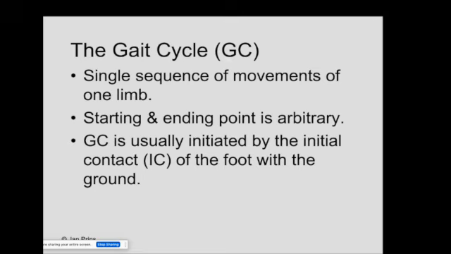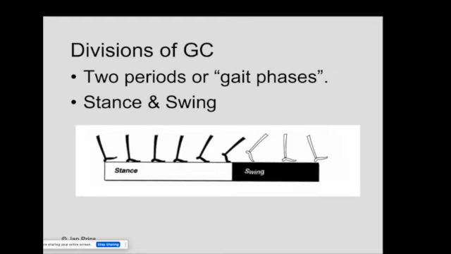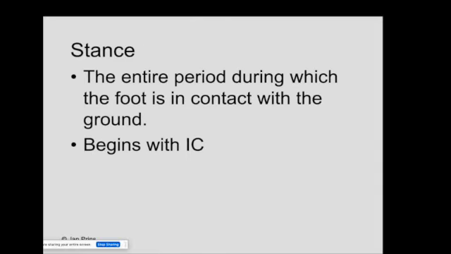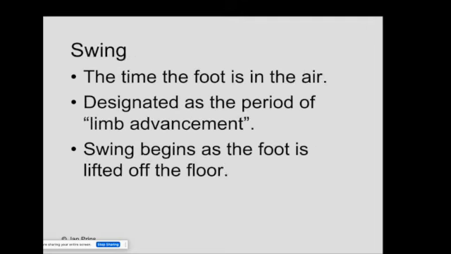Gait cycle, a single sequence of movements of one limb. The gait cycle is usually initiated by initial contact of the foot with the ground. Even though they say it's arbitrary, we started with initial foot on the ground, right here. Two periods of gait phases, stance and swing. Stance, of course, is the entire period during which the foot is in contact with the ground, and begins with initial contact. Swing is the time the foot is in the air, and it's referred to as limb advancement. Swing begins as the foot is lifted off the floor.